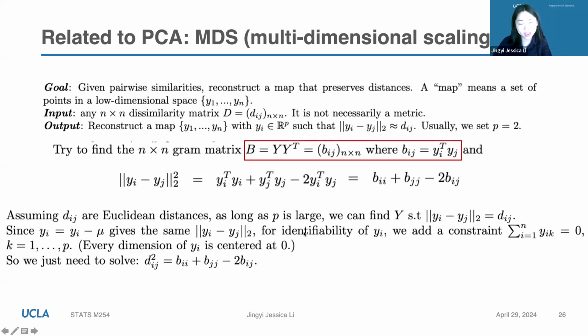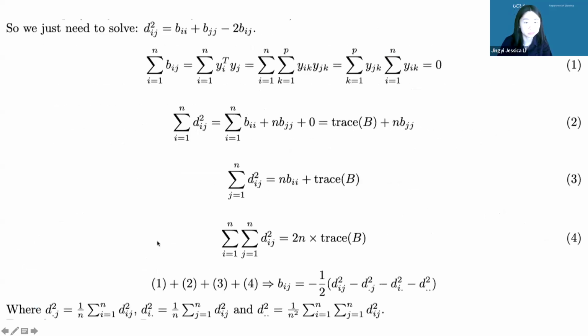To make sure we have identifiability, we add a constraint, one we are familiar with: centering. We have 2 new dimensions, and for each new dimension, the yi's sum up to 0. So all the n observations are centered in each new dimension, every dimension is centered at 0. With this, we solve the identifiability issue.